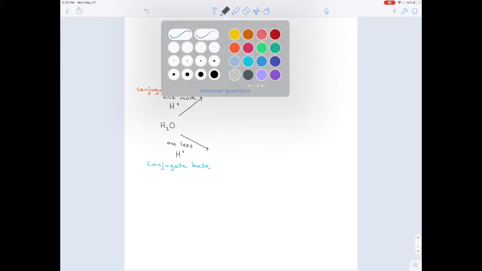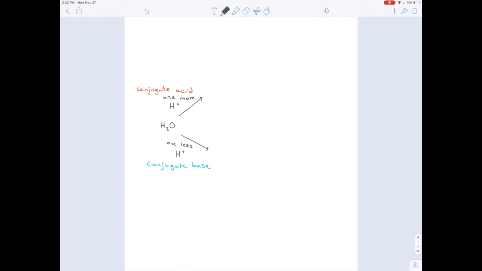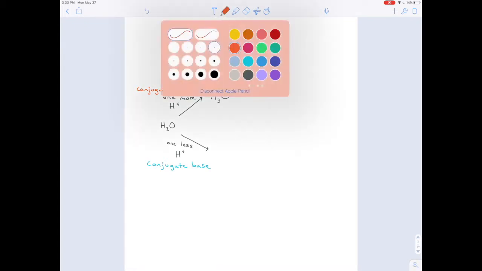Okay, so starting with water. We're going to add two things. We're going to add an H and we're going to add a plus charge. How many H's does water have? It has 2. So if we add an H, how many will it have now? 3. We're not just adding an H though, we're also adding a plus charge. So let's look at the charge at the top right of water. Nothing is written at the top right, so it's 0. 0, if we add plus 1, we'll get plus 1. And so H3O plus is the conjugate acid of H2O.